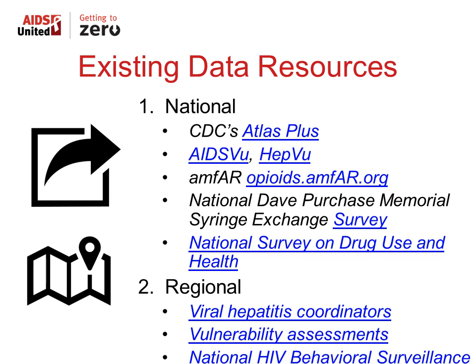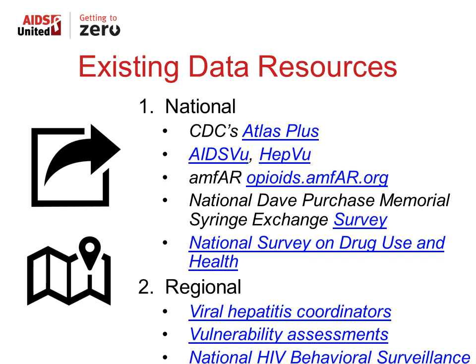AIDSVu and HepVu are interactive online resources that visualize the impact of HIV and hepatitis across the U.S. from the Rollins School of Public Health at Emory University in partnership with Gilead Sciences. It's possible to download and print customizable fact sheets based on your area.